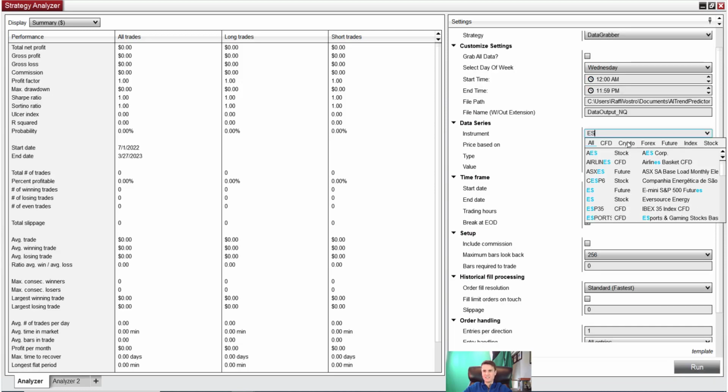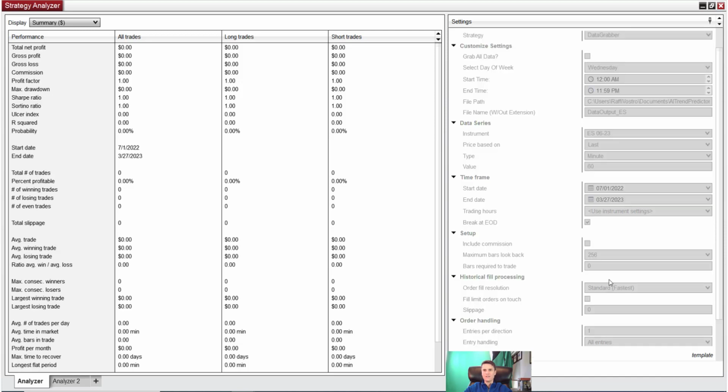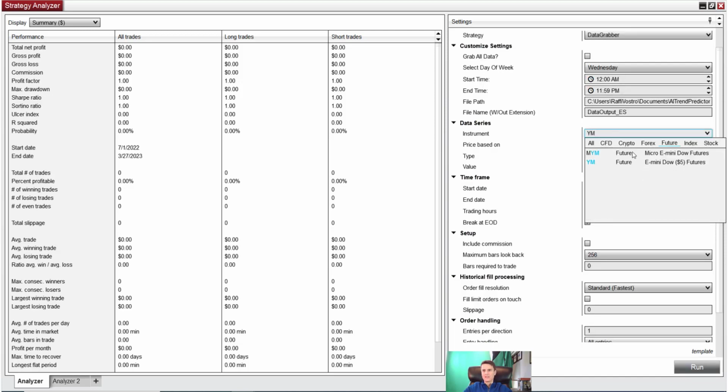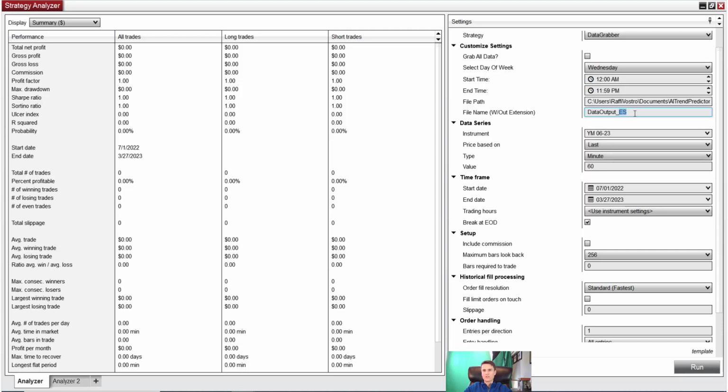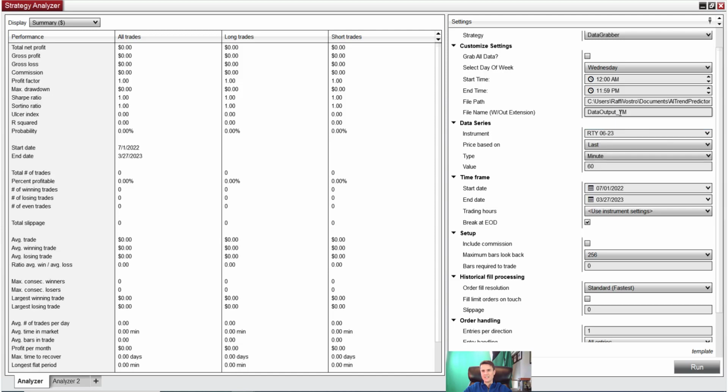Let's do ES. So we're going to switch that to ES, futures, ES, rename that with ES. Hit run. Done. Now we want YM. We're going to select that. We're going to change the name here so that the file name is memorable and easily identifiable. Done. RTY. We are collecting data.